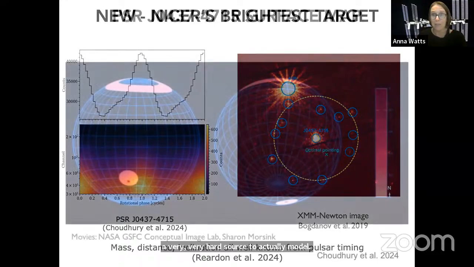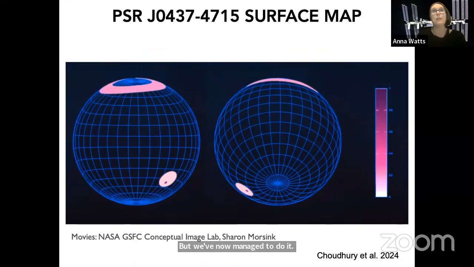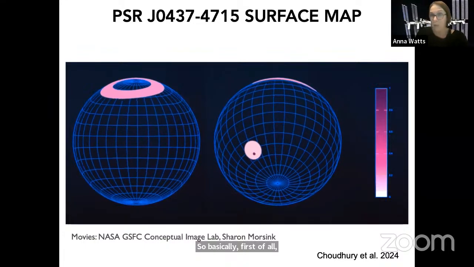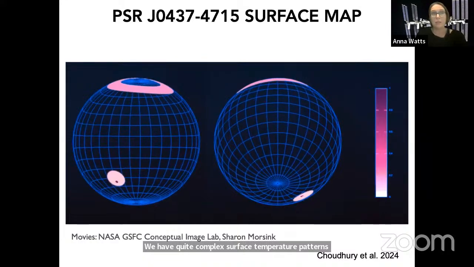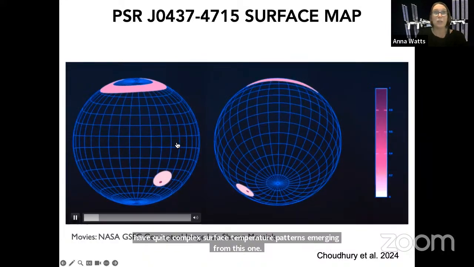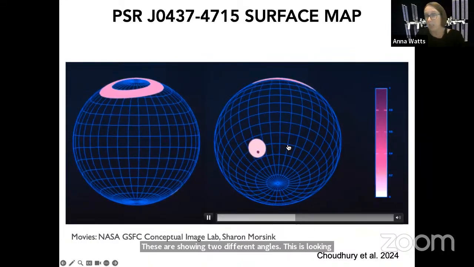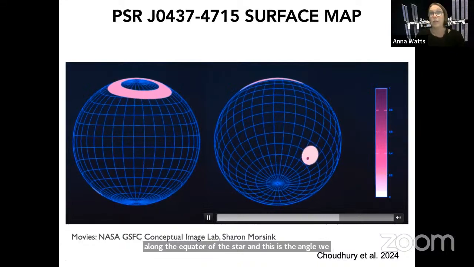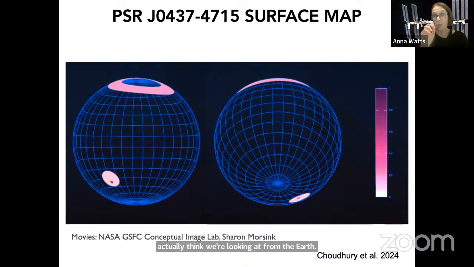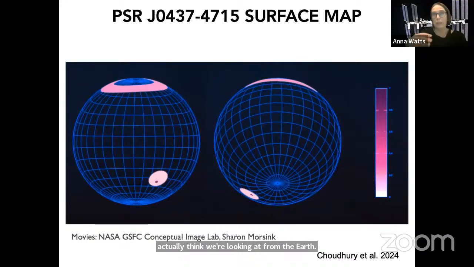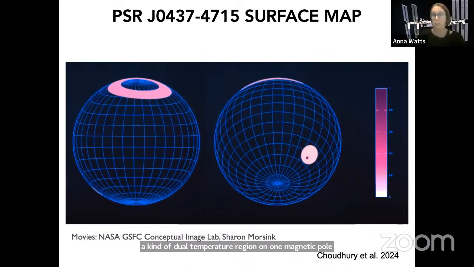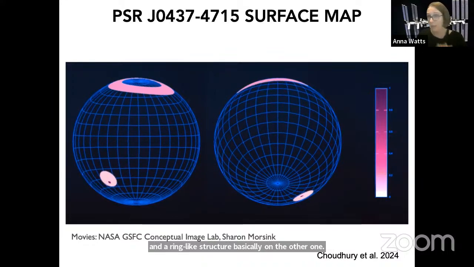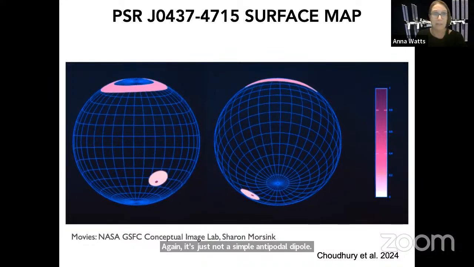So first of all, the surface map. We have quite complex surface temperature patterns emerging from this one. These are showing two different angles. This is looking along the equator of the star, and this is the angle we actually think we're looking at from the Earth. A kind of dual temperature region on one magnetic pole and a ring-like structure on the other one. Again, it's just not a simple antipodal dipole coming in there, so fitting this picture of complex magnetic fields.